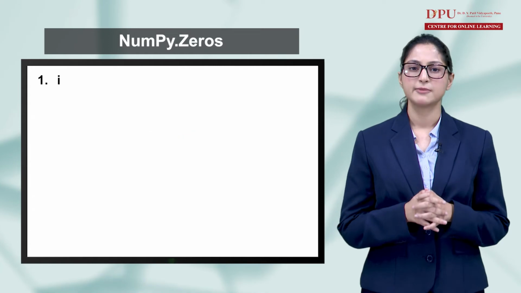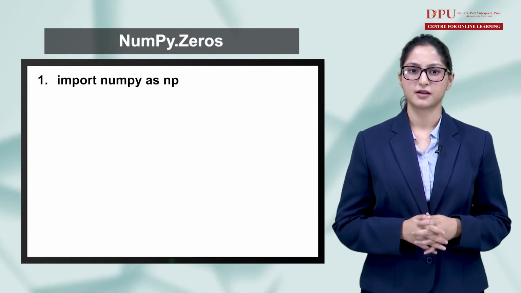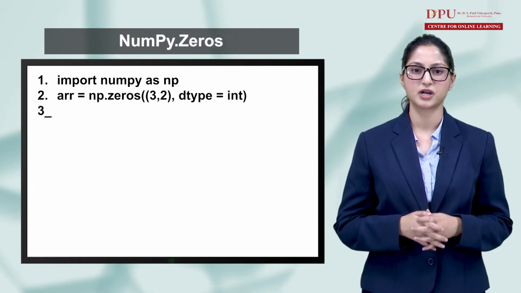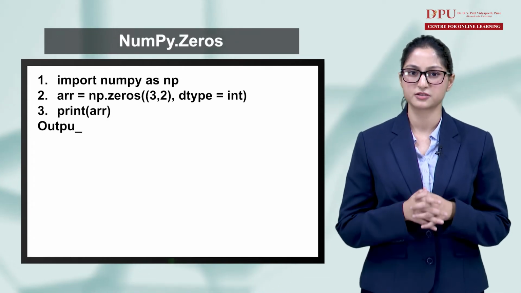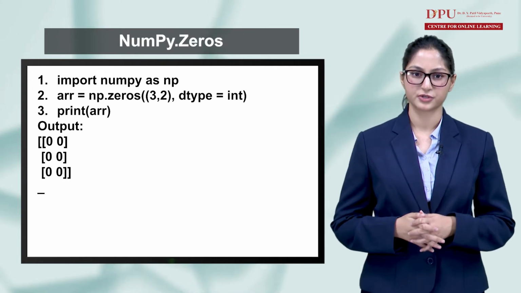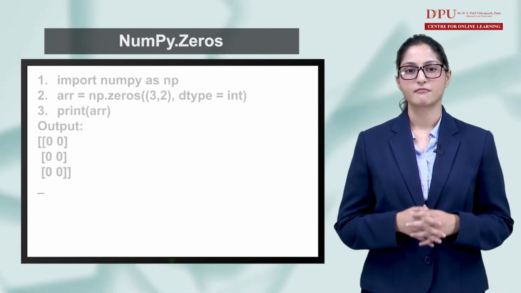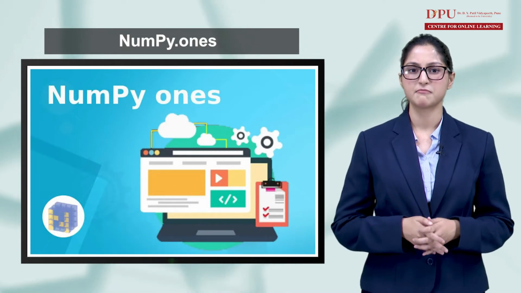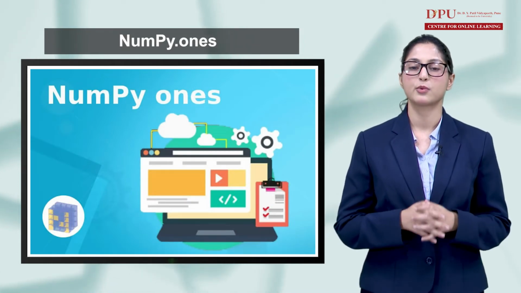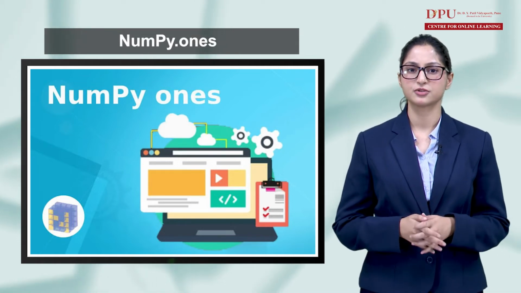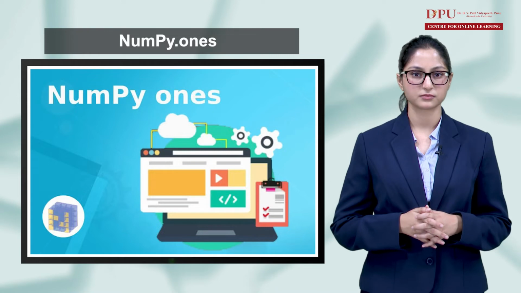Example, import numpy as np, arr = np.zeros((3, 2), dtype=int) as parameters to the zeros function. Print arr. Output is numpy.ones. This routine is used to create the NumPy array with a specified shape where each NumPy array item is initialized to 1. The syntax to use this module is given below.